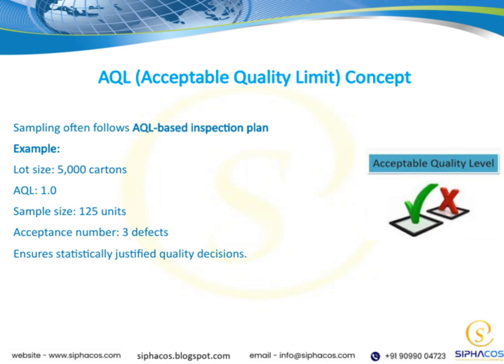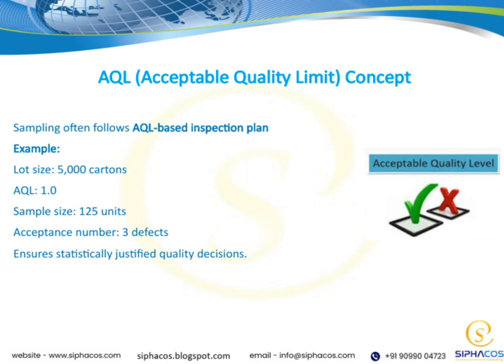For example, imagine we have a lot of 5,000 cartons. If we set an AQL of 1, that means we're willing to accept a small number of defects, up to 3 in this case, based on a sample size of 125 units. If the number of defects exceeds that acceptance number, the lot is rejected. If it's within that limit, it's accepted.